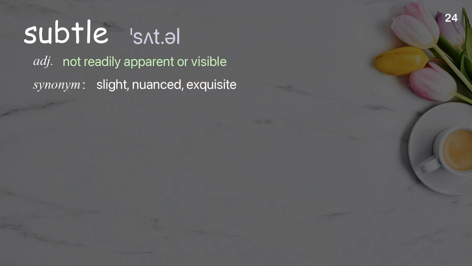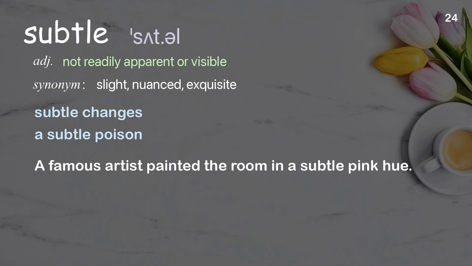Subtle. Not readily apparent or visible. Examples: subtle changes, a subtle poison. The room was painted in a subtle pink hue.